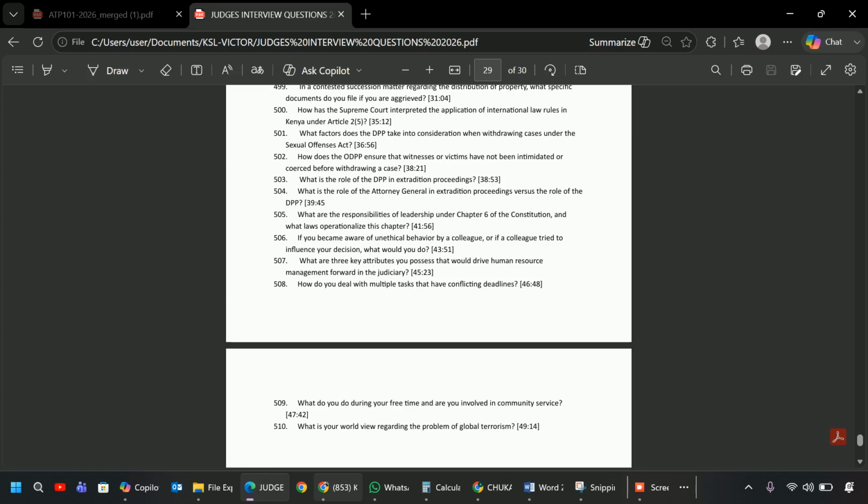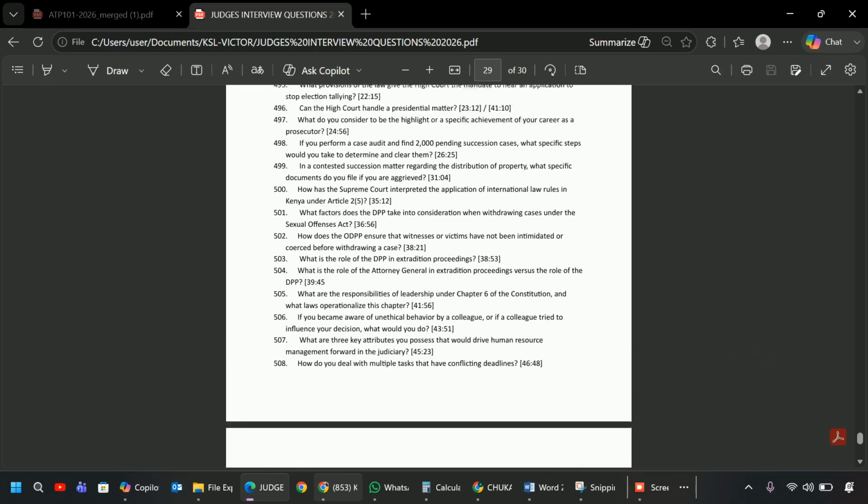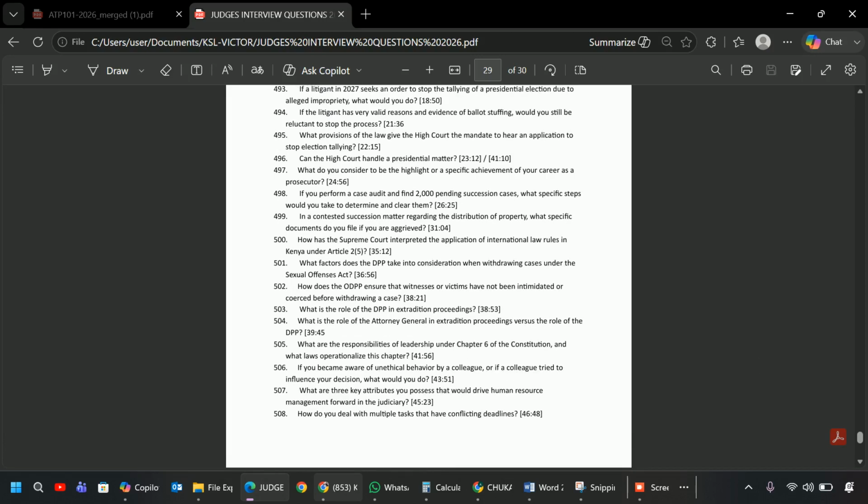I will read question 504. What is the role of the Attorney General in extradition proceedings versus the role of the DPP? That is a potential question. Extradition proceedings.